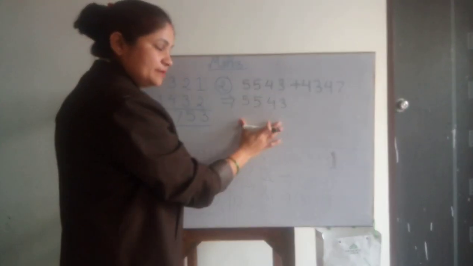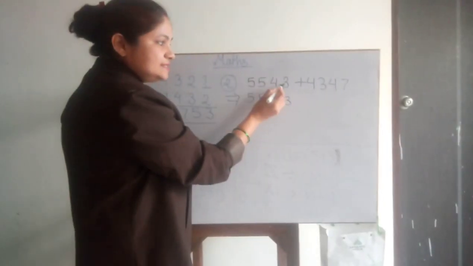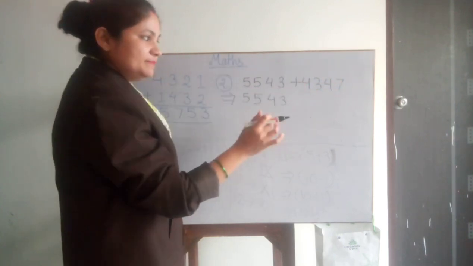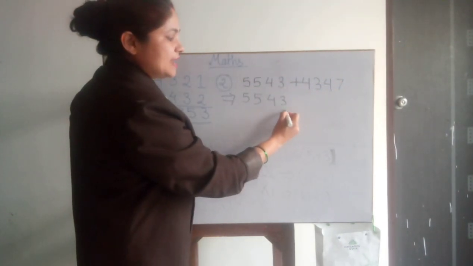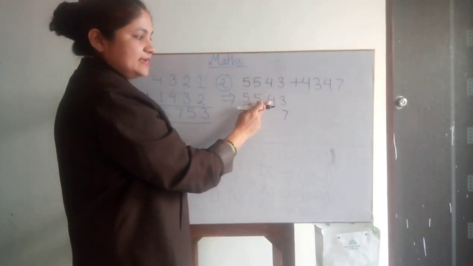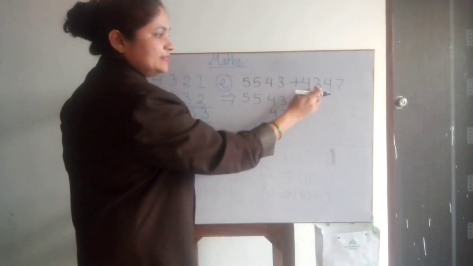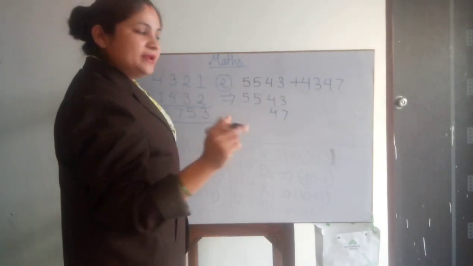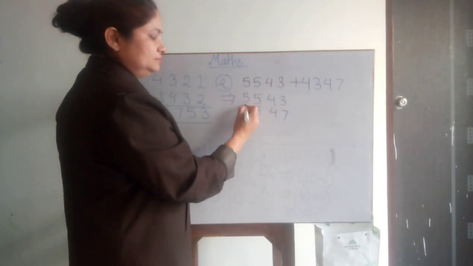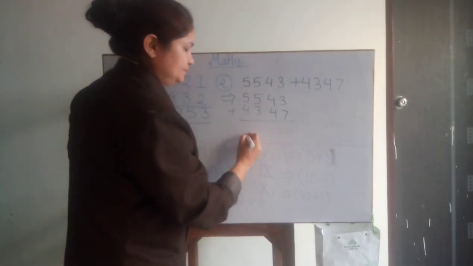But where will the 7 come? Since this is the ones digit, this 7 is also on the ones place. So this 7 will come right below 3. Then this 4 is on the tens place, so it will come right below 4. Then this 3 is on the hundreds place, so it will come here. Then this 4 will come on the thousands place. Okay, then we can add them up.